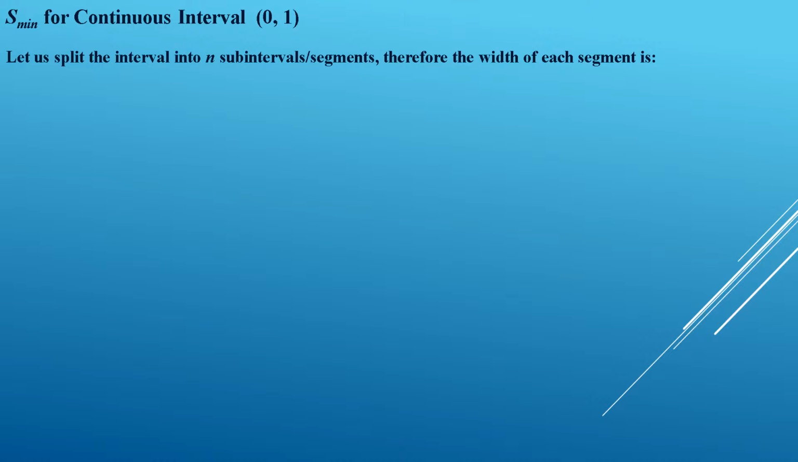Let us now split the interval into n subintervals or segments. Therefore, the width of each segment is simply 1 divided by n. This 1 divided by n originally comes from 1 minus 0, divided by n, but here we will not write the 0, so this is 1 over n.